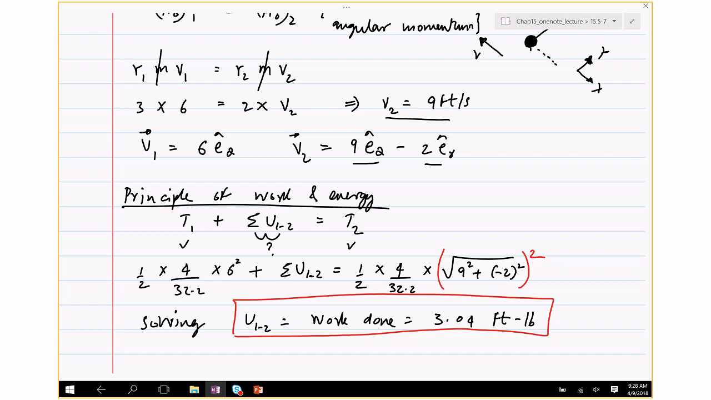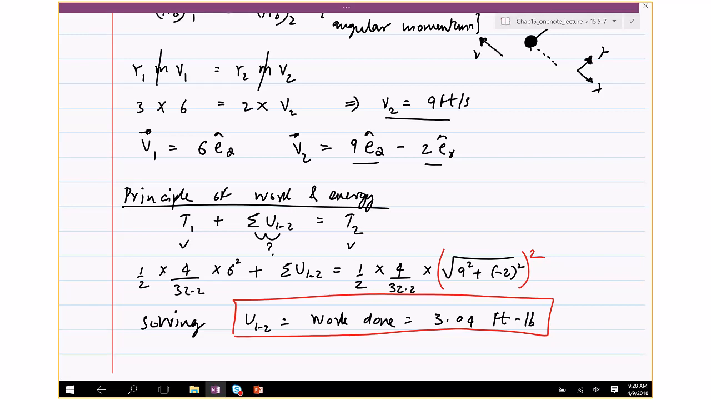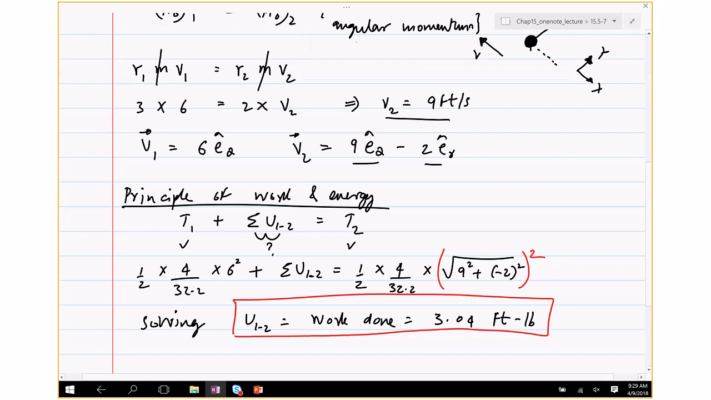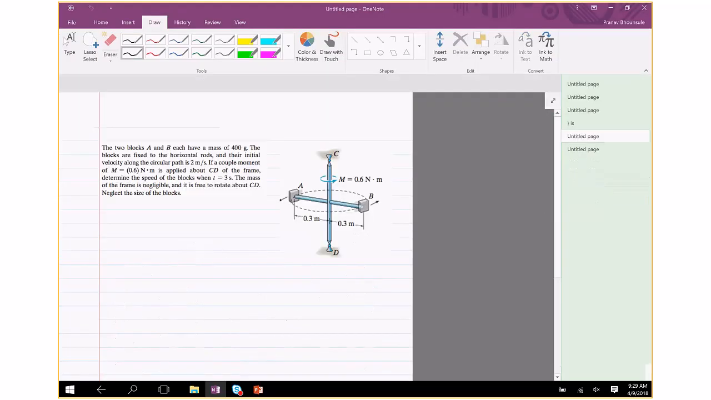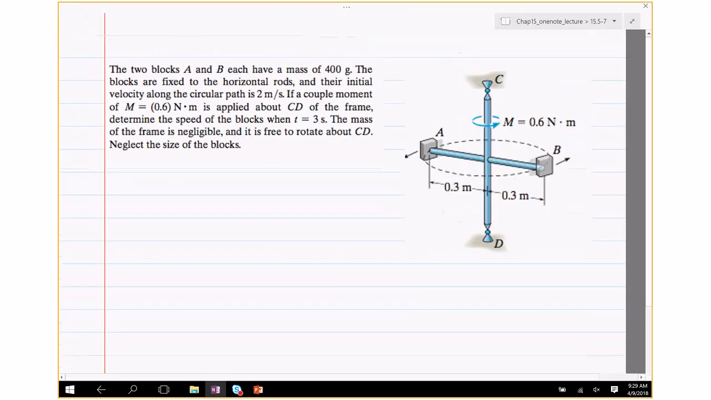Okay, any questions? Okay, let's solve another problem with this same principle. So 2 blocks A and B each have a mass of 400 grams. The blocks are fixed to the horizontal rods and the initial velocity along the circular path is 2 meters per second. So this velocity is 2 meters per second.